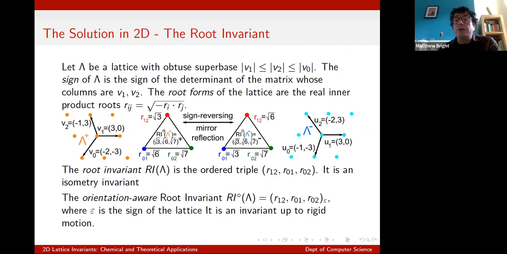I suppose an informal way to think about it is that when you do that, the third vector and the requirement for obtuseness snaps the superbase back into whatever is the most continuous. It kind of forces it back into continuity, as it were. It limits the choice.